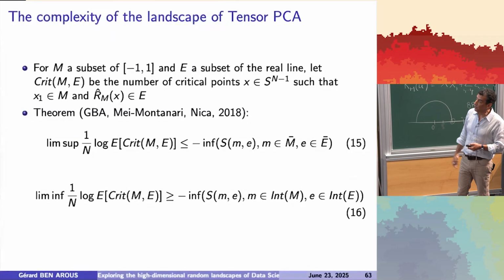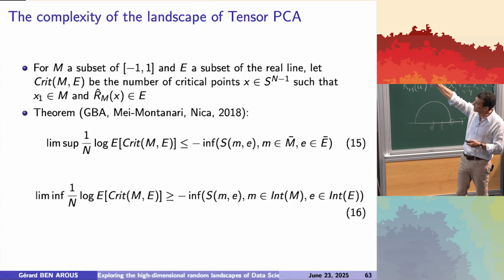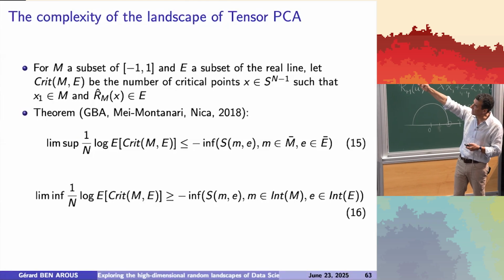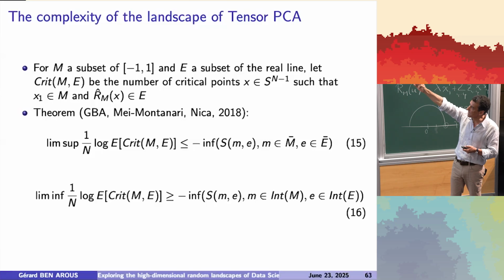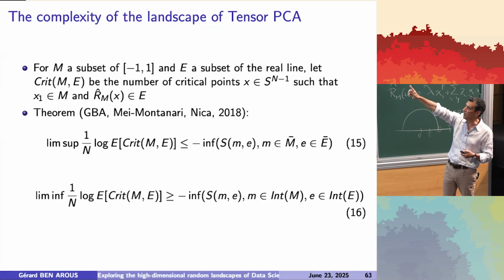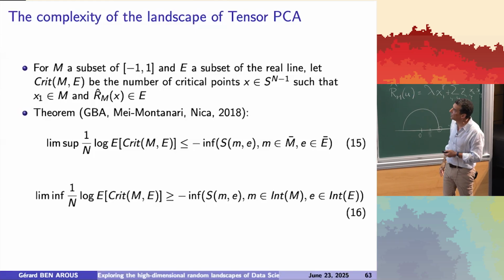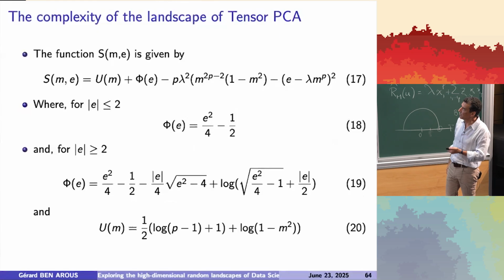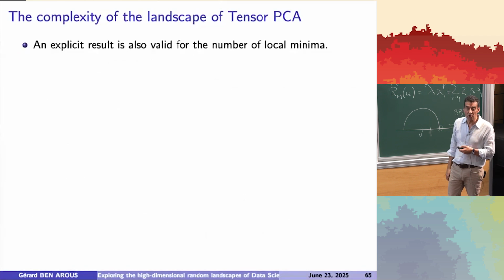So here's the theorem if you want to look at it. It's a long time ago now, with Andrea Montanari, Song Mei, and Mihai Nica. It gives you the complexity result: 1 over n log of the expectation of the number of critical points, given by some variational formula, which you won't remember, but here it is. Okay? And this is obtained through this large deviation principle for the top eigenvalue of.